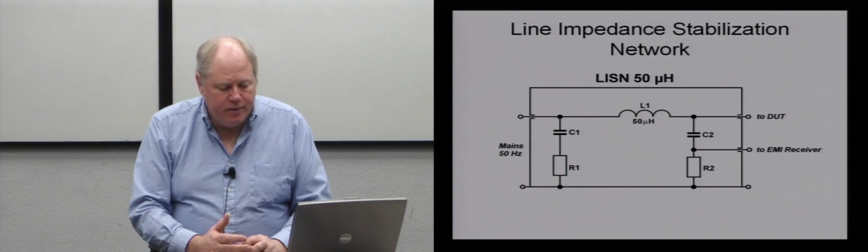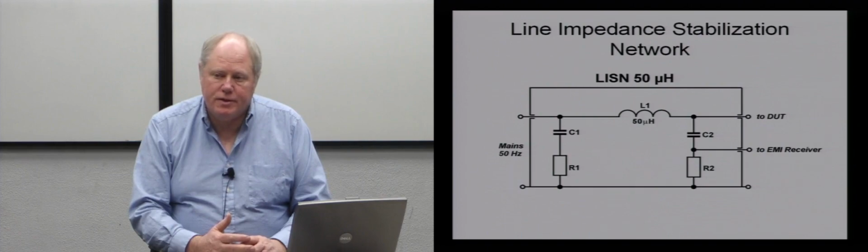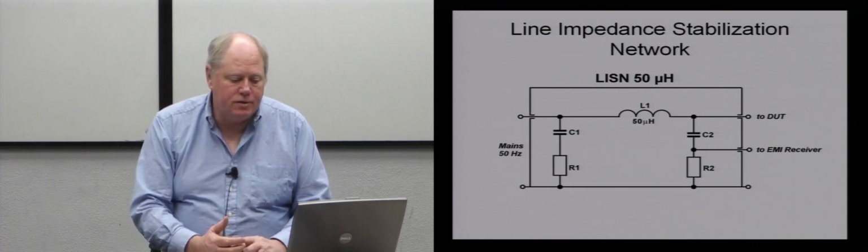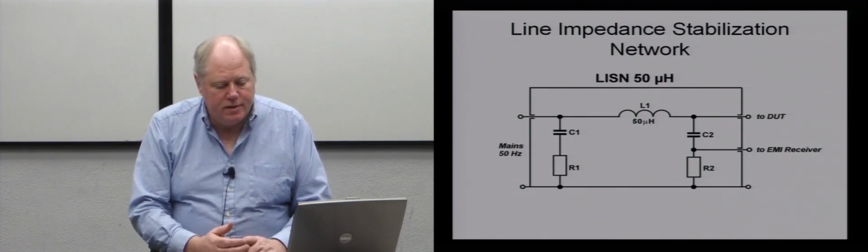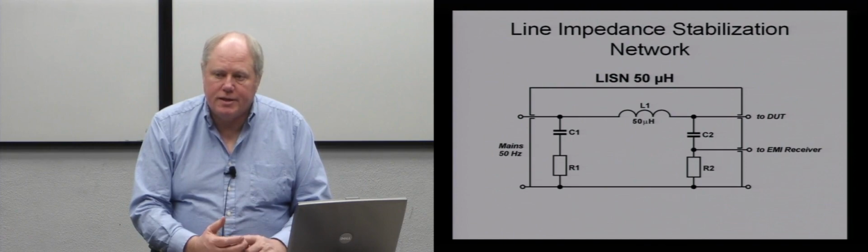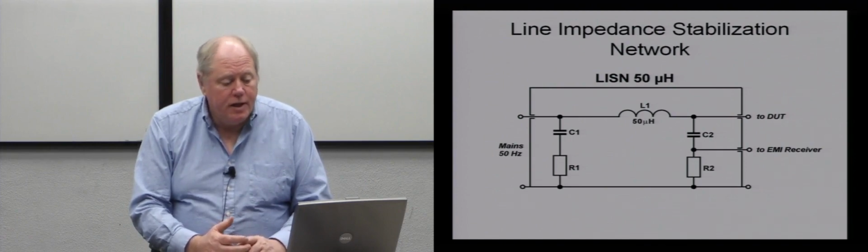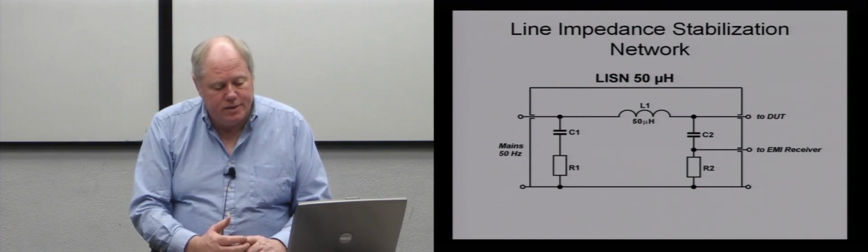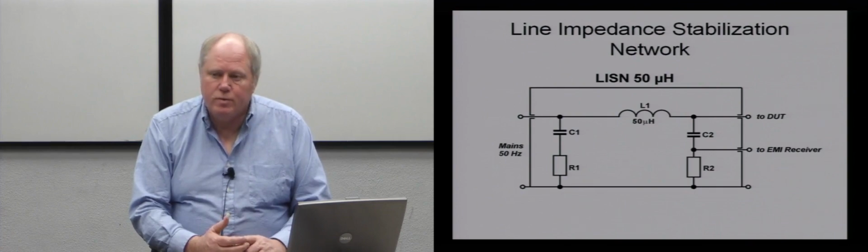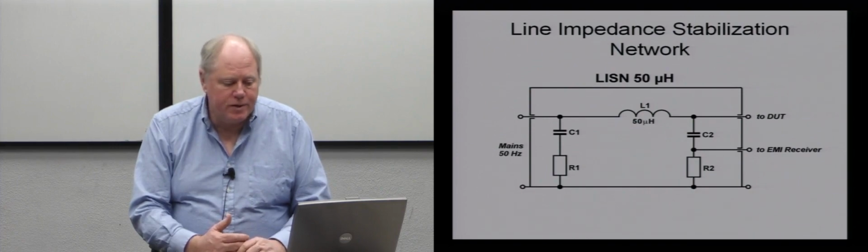And then the 50 microhenries of inductance sort of makes all of the high frequency noise not want to go through that inductor. It would rather take the path through that other capacitor C2. C2 is usually a microfarad or so, but again, it's a high frequency capacitor. But it's combined with a resistor that is 50 ohms. And that goes into the EMI receiver, which could be an oscilloscope or a spectrum analyzer.